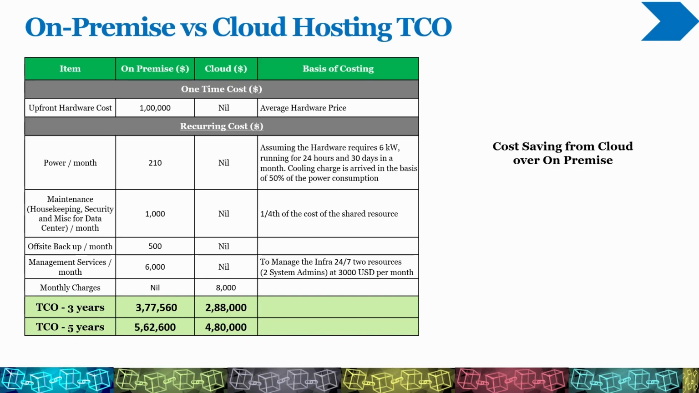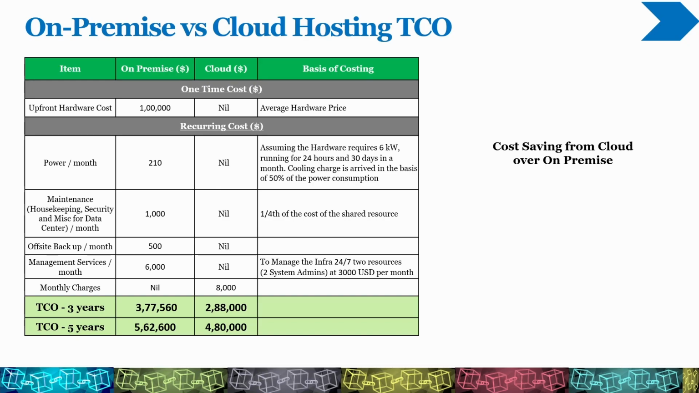Now let's do the same math for 5 years or 60 months. So for on-premise, it will be 562,600 USD, and for cloud it will be 480,000 USD in total. Now we have some numbers to compare, analyze and find out which option is best.